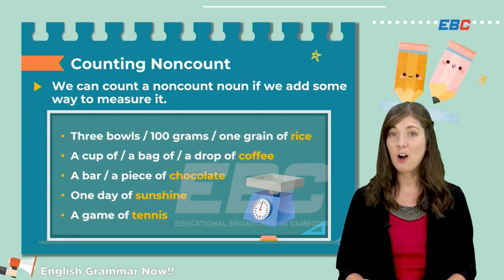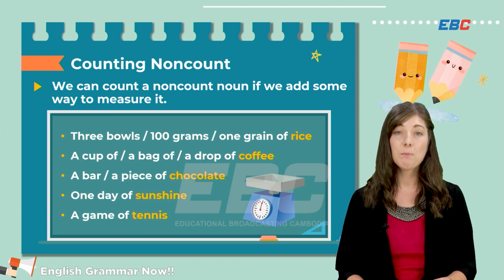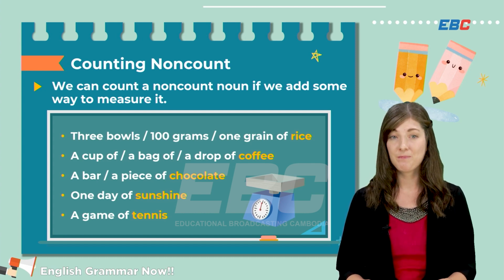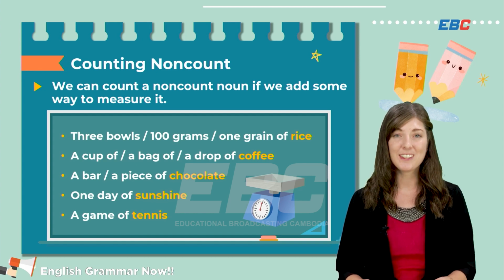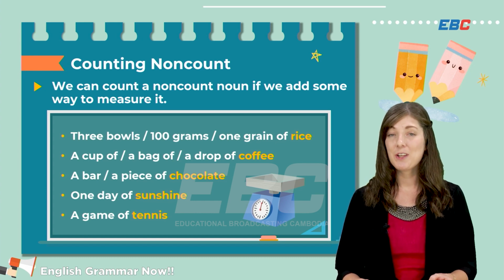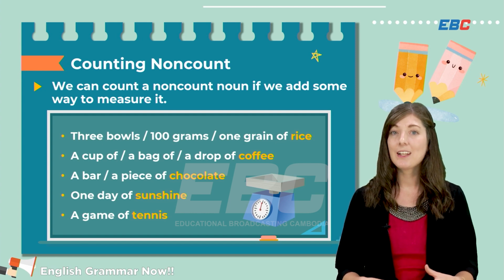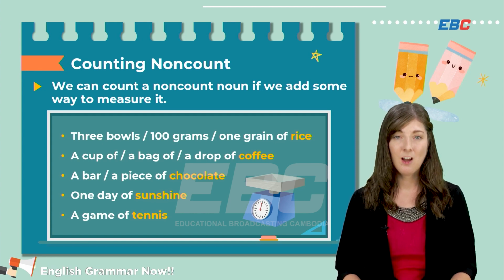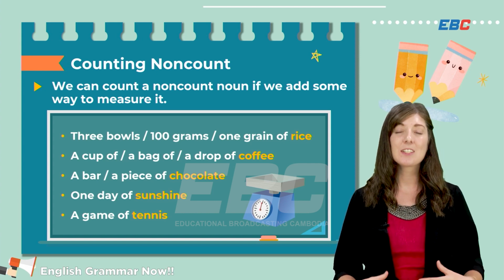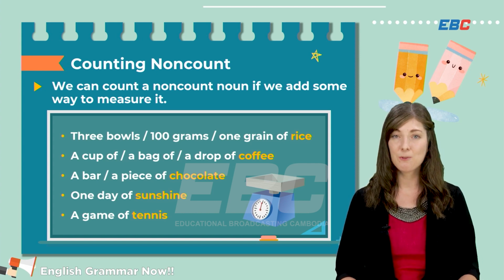You could measure coffee by saying a cup of coffee, a bag of coffee, a drop of coffee. You could measure chocolate by saying a bar of chocolate or a piece of chocolate. You could also measure by saying 1 day of sunshine or a game of tennis. All of these nouns are non-count, but we can describe how much we have or want.